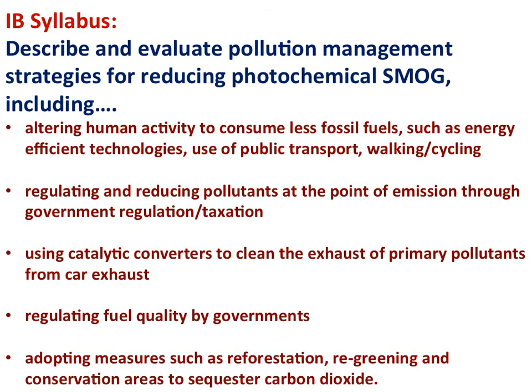So that brings us to the last IB syllabus statement of the movie. Describe and evaluate pollution management strategies for reducing photochemical smog, including altering human activity to consume less fossil fuel, such as energy-efficient technologies, use of public transport, walking, or cycling, regulating and reducing pollutants at the point of emission through government regulation and taxation, using catalytic converters to clean the exhaust of primary pollutants from car exhaust, regulating fuel quality by governments, and adopting measures such as reforestation, regreening, and conservation areas to sequester carbon dioxide.